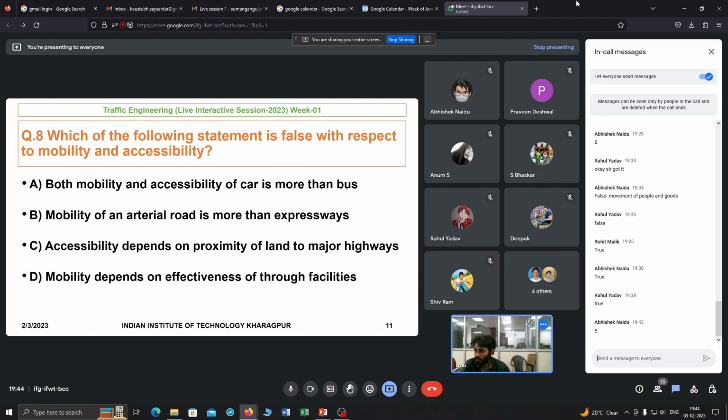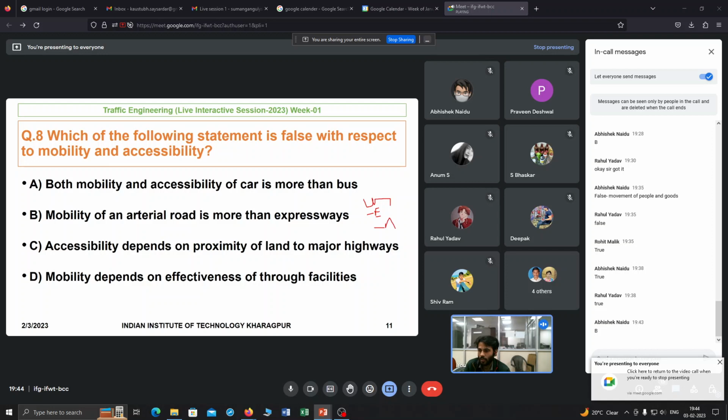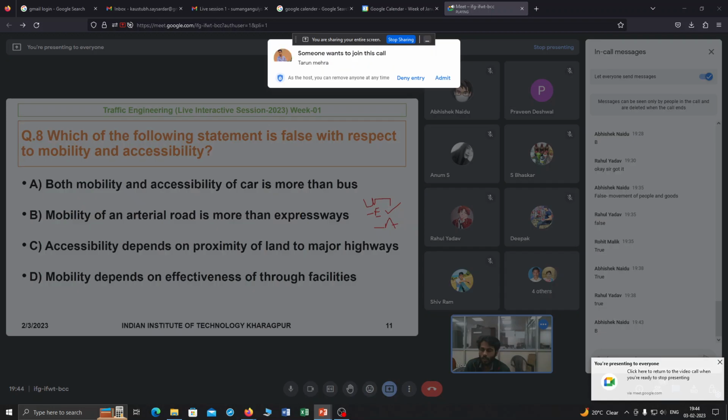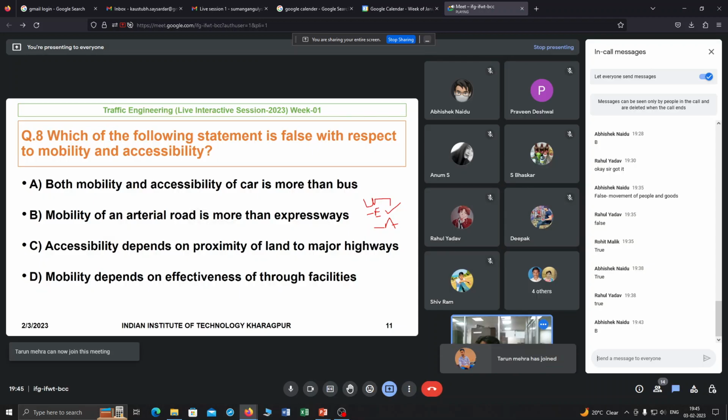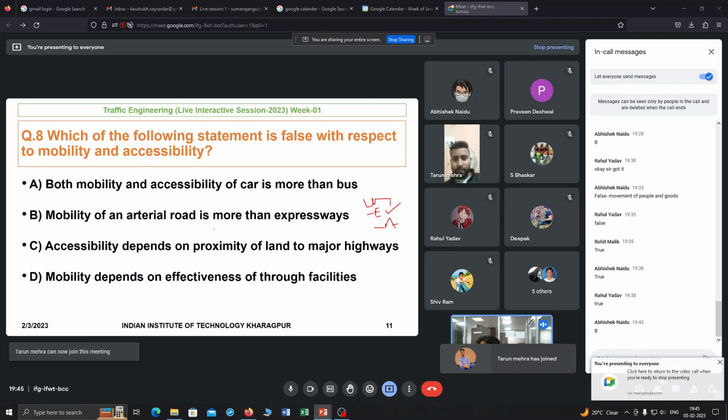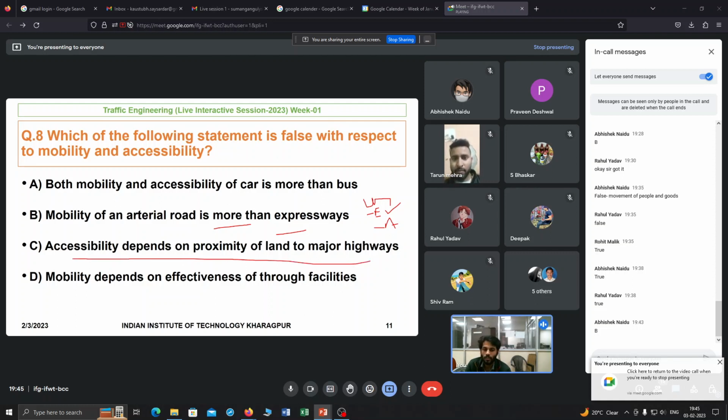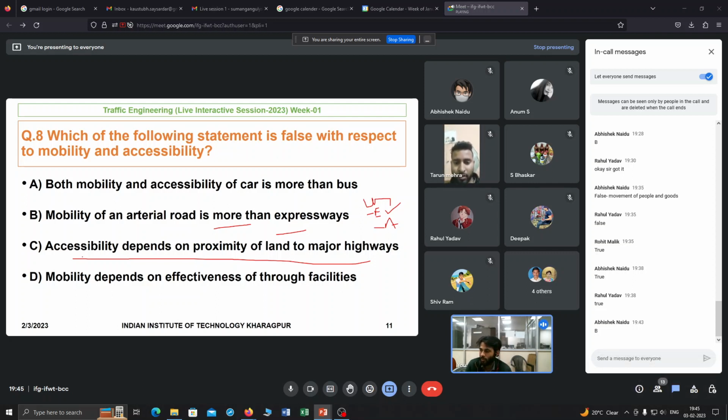Then, the mobility of an arterial road is more than an expressway. If you remember the functional classification of urban roads, first you have the expressway, then the arterial comes, right? So mobility is higher on expressways, and the statement that mobility of an arterial road is more is not correct, it is a false statement, right? What about the third one? Your accessibility depends on the proximity of land to major highways. Obviously, this is what is called accessibility, how your highway is getting connected to the lands, right? So it is the proximity. This is how you measure accessibility.